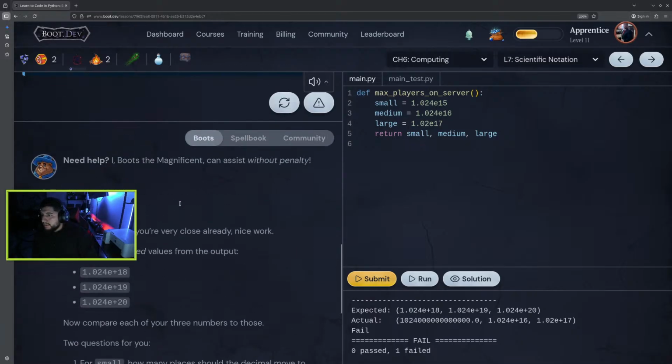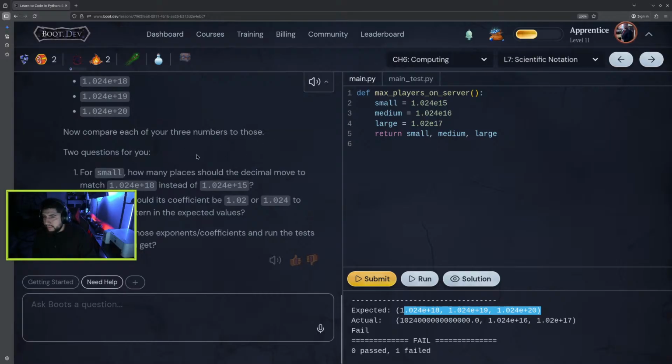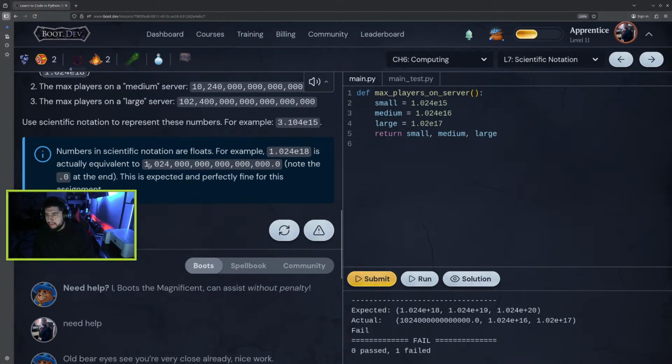Alright, so look at the expected values from the output. These are the expected outputs. Now compare each of your three numbers to those. Two questions for you. For small, how many places should the decimal move to match 1.02 for E plus 18 instead of 15? Why is it 18? Is it counting these three too?